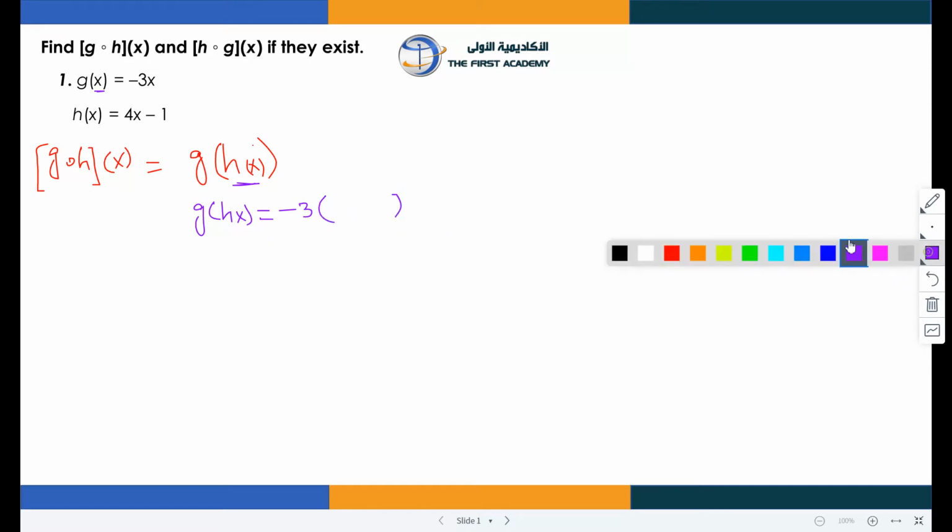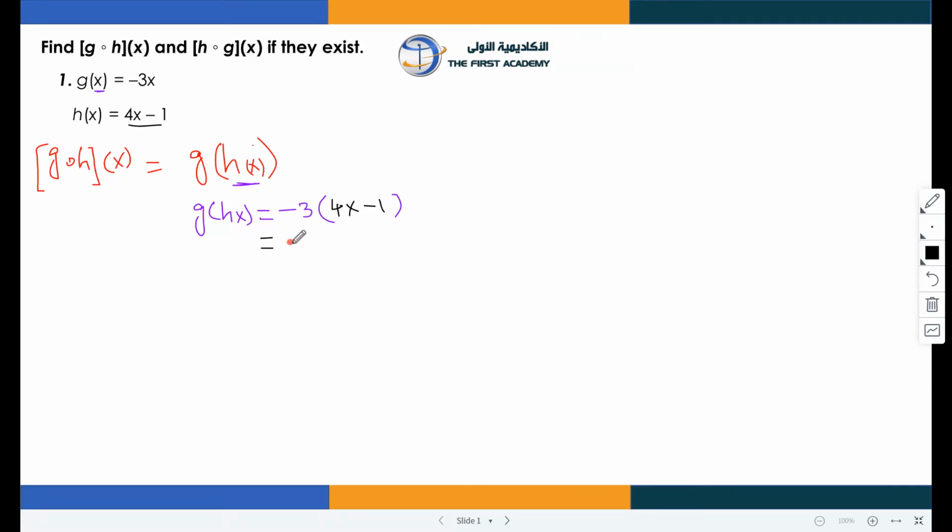So what is the value of h of x? I will just input it. h of x is equal to 4x minus 1. So it will be minus 3 times 4x minus 1. And that's the end of my answer, but I will calculate further. If I can simplify it further, I will simplify it.